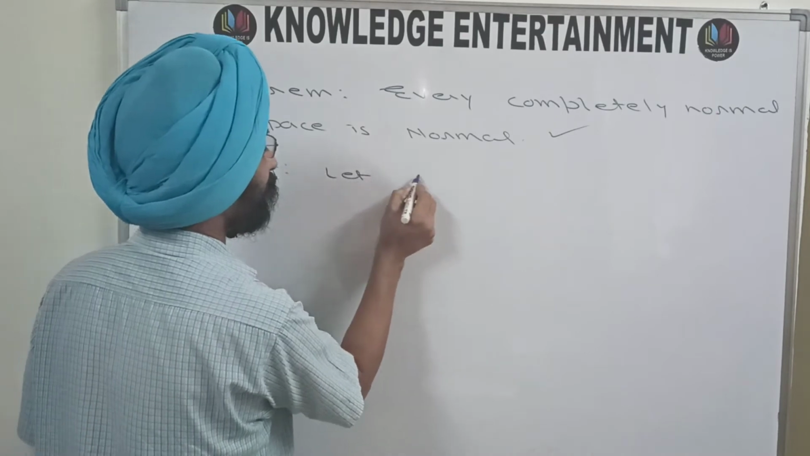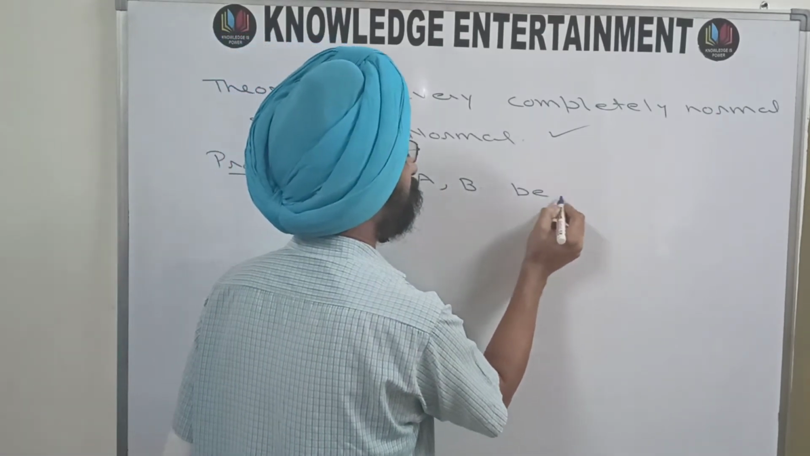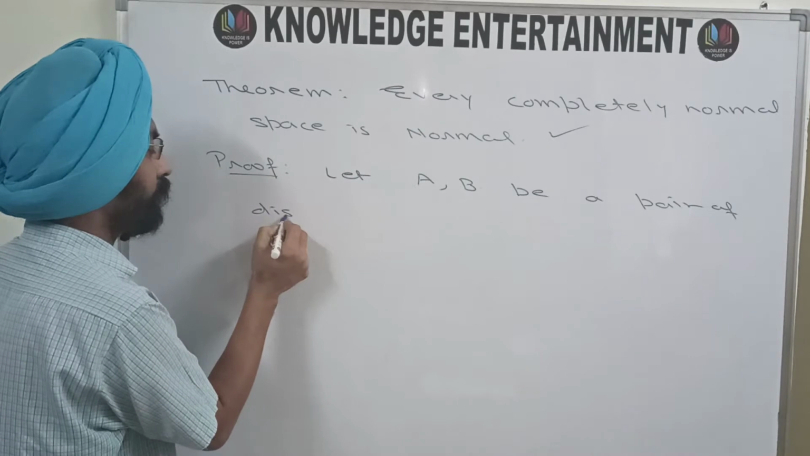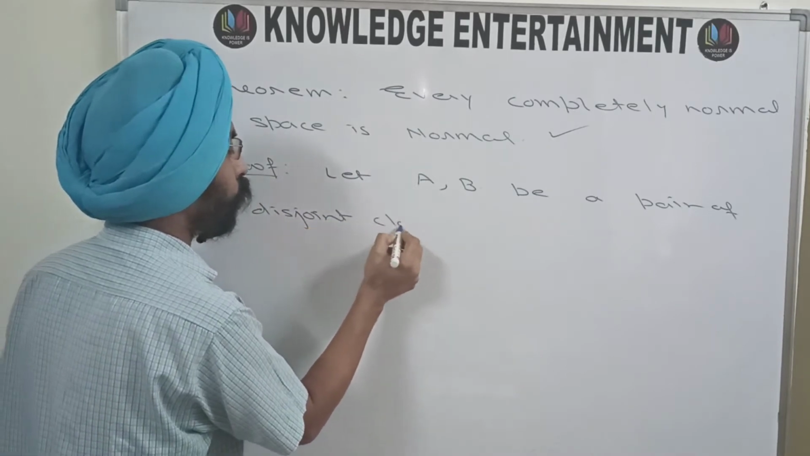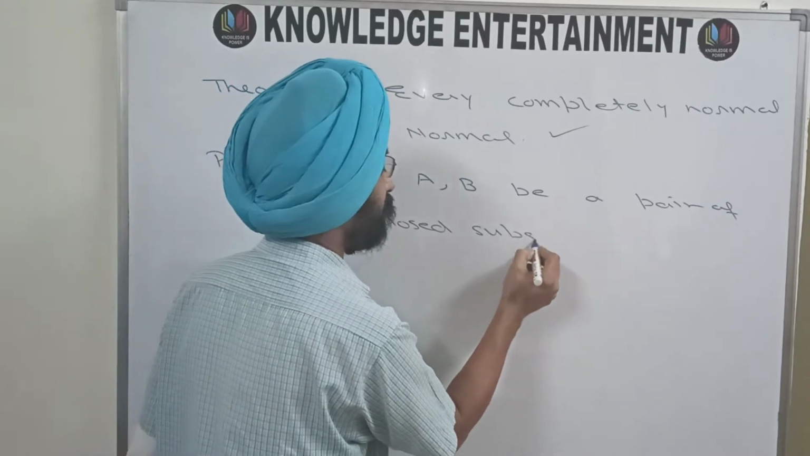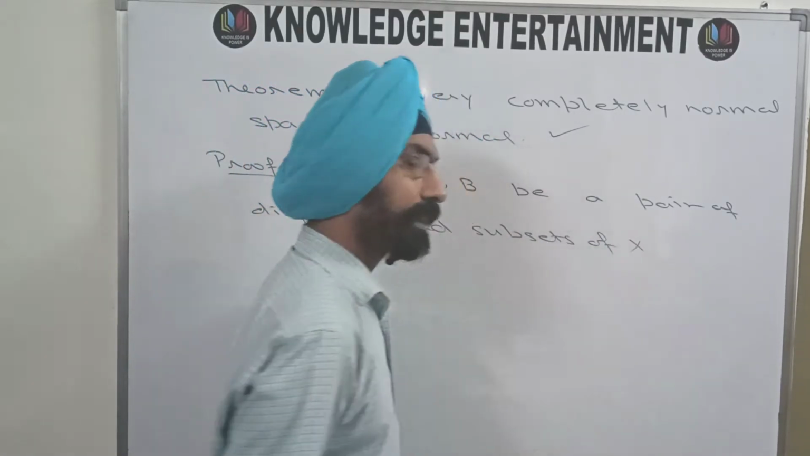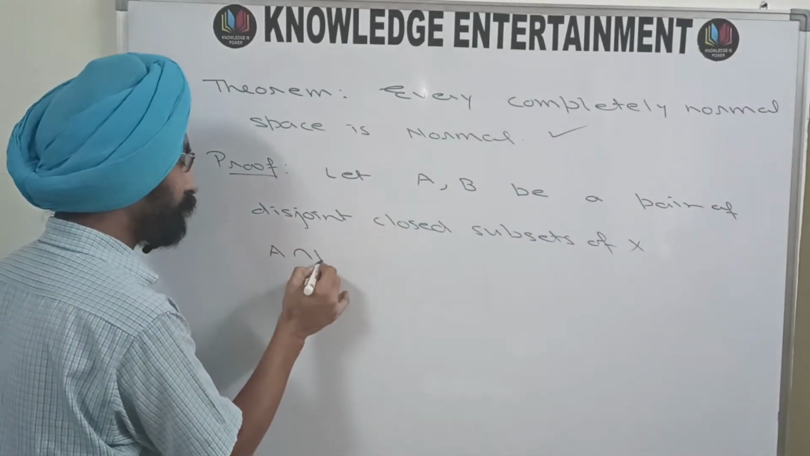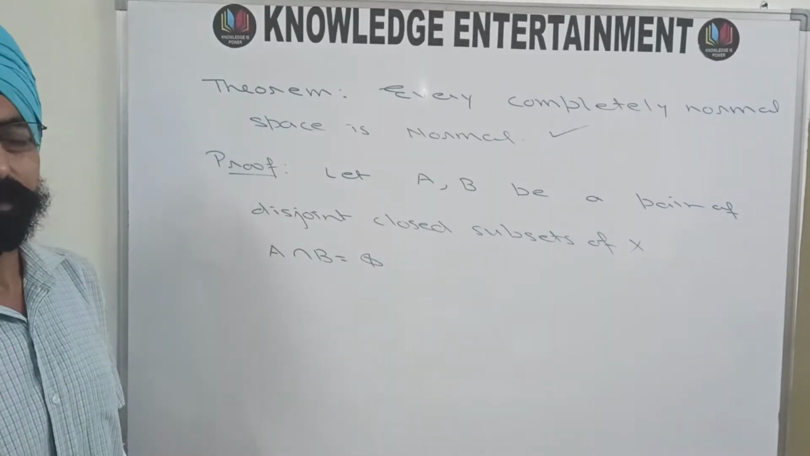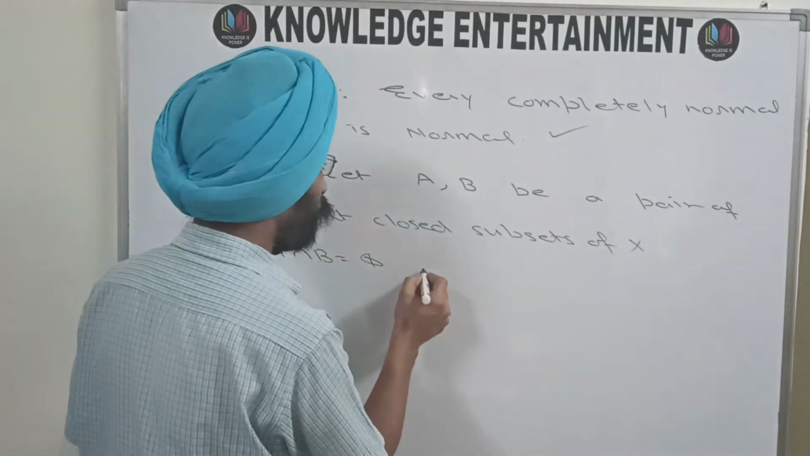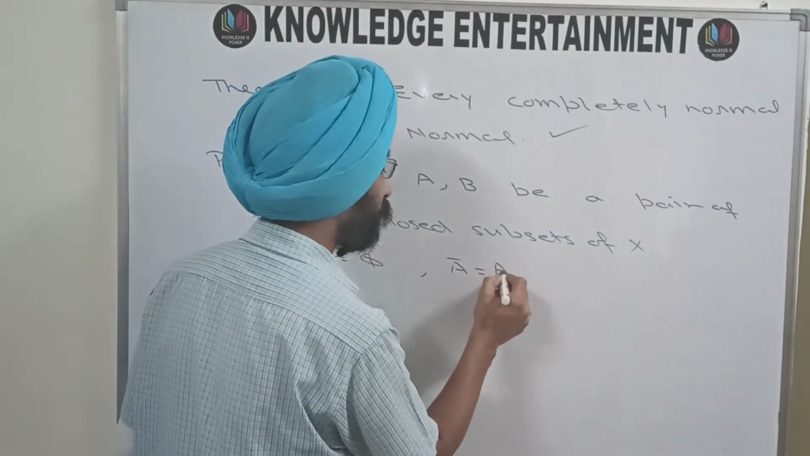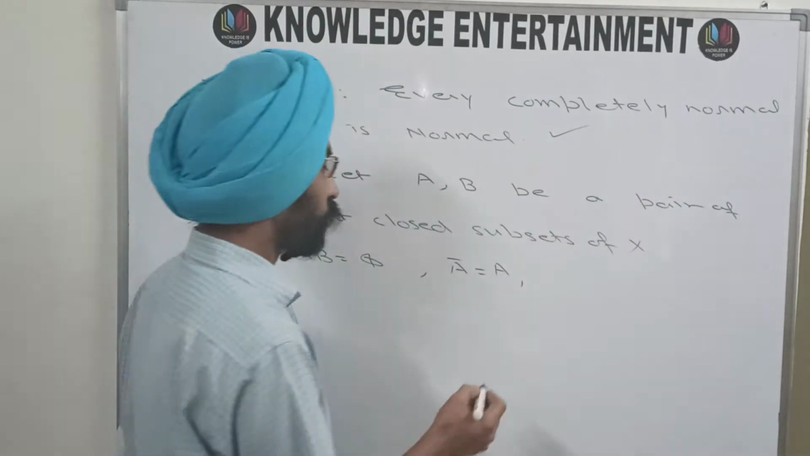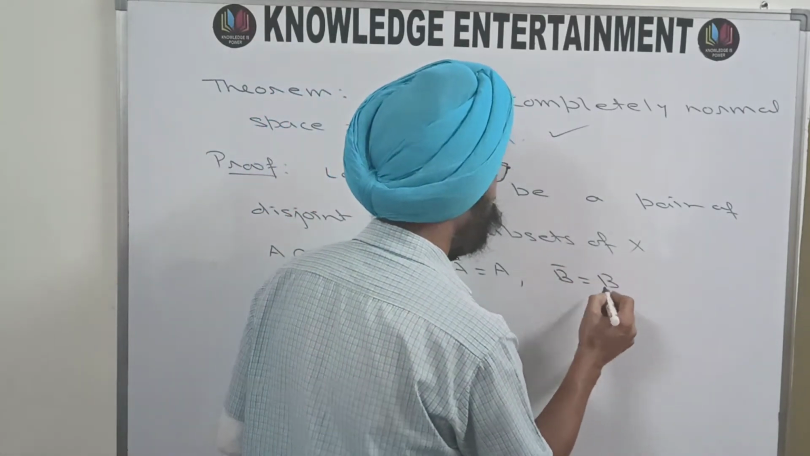So let A, B be a pair of disjoint closed subsets of X. A and B being a pair of disjoint closed subsets means, first of all, A intersection B is empty. Secondly, A is closed, so you can say A bar is equal to A, since the closure of a closed set is the same set. And B is also a closed set, so B bar is equal to B.